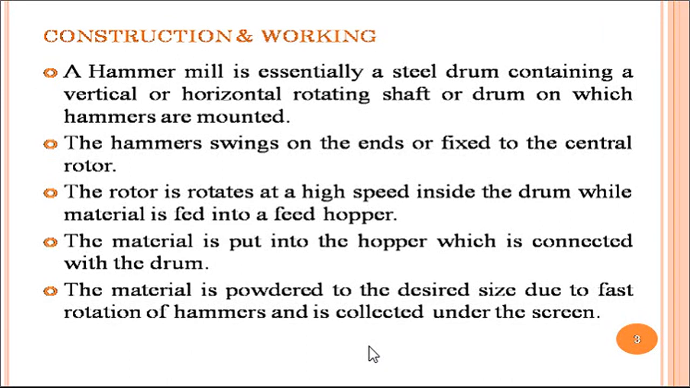When we talk about the construction and working, the hammer mill is essentially a steel drum containing a vertical or horizontal rotating shaft or drum-like shape on which the hammers are mounted at various projections. These hammers swing on the end or are fixed to the central rotor. So the rotor will rotate and the hammers will rotate accordingly with the axial movement. The rotor is rotated at high speed inside the drum while the material is fed into the feed hopper.